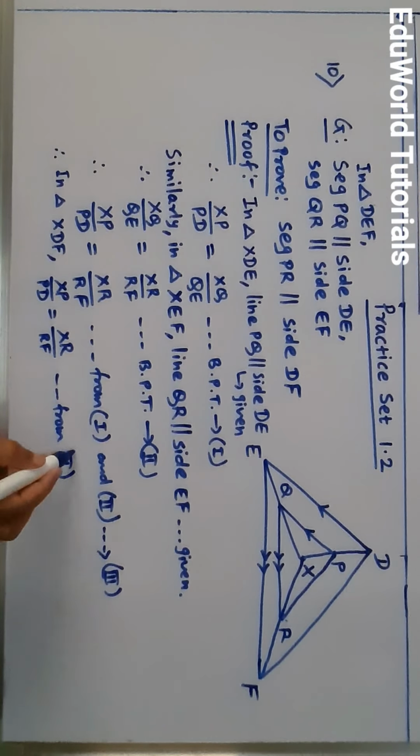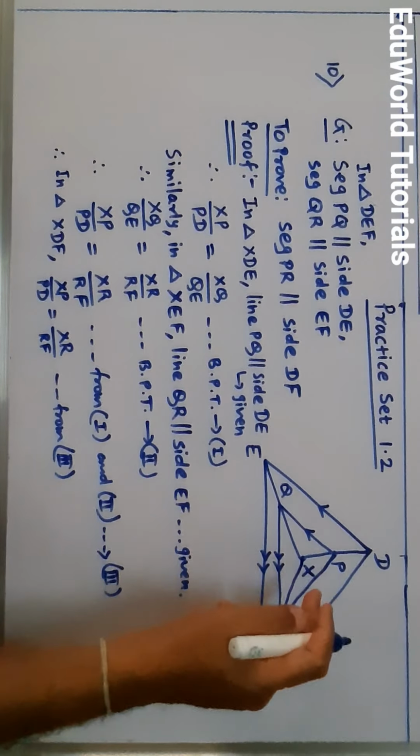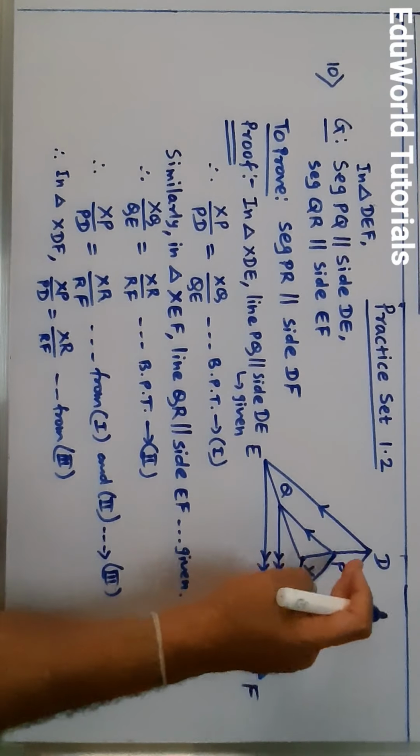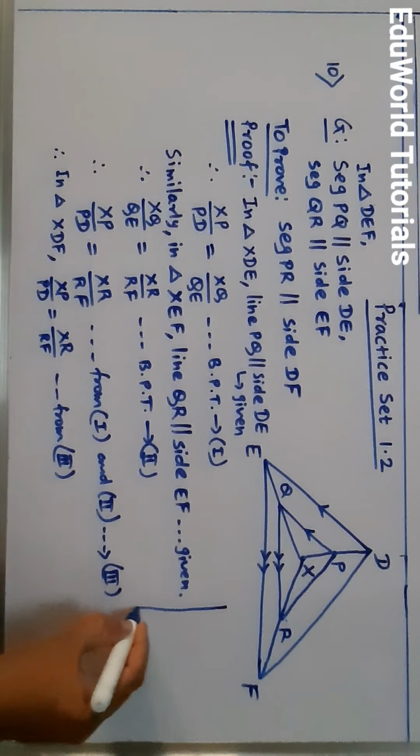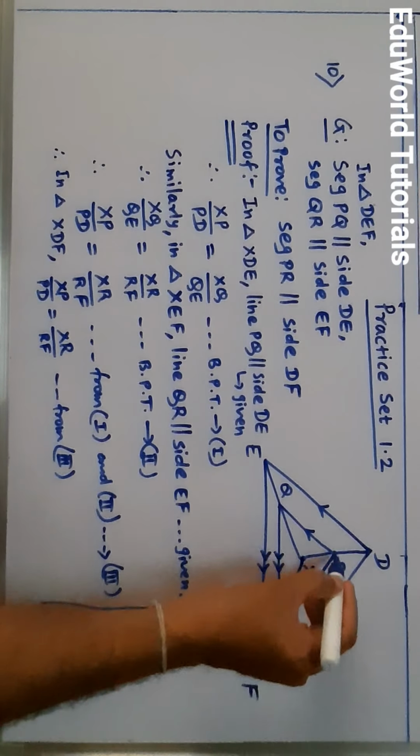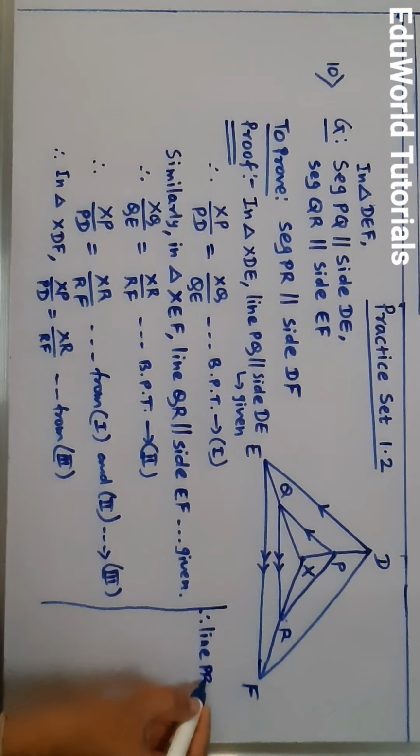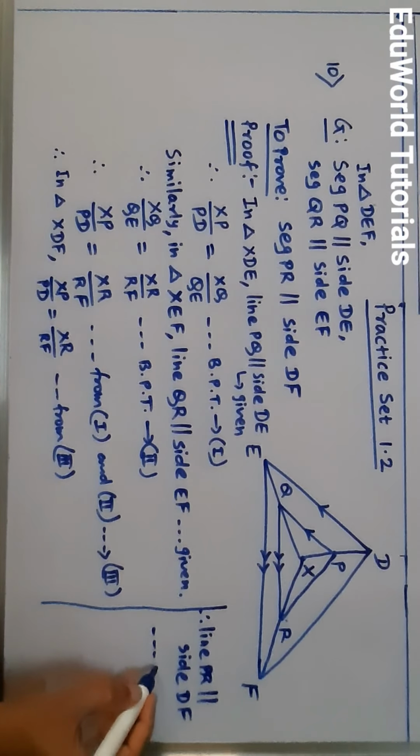Now check out and use your common sense. In a triangle, if a line divides any two sides in the same ratio, then that line must be parallel to the third side. So therefore what will we write? Line PR is parallel to which side of the triangle? Third side. Third side is side DF. The reason for this is converse of BPT, converse of basic proportionality theorem.